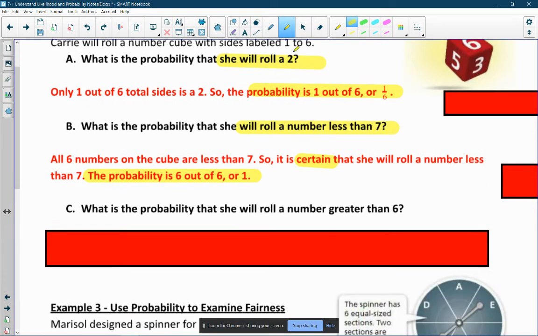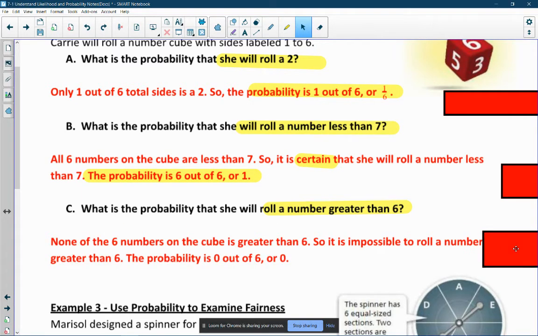All right, last one here. What is the probability that she'll roll a number greater than 6? So another outcome. Well, it's a dice. 1, 2, 6. Are any of the numbers greater than 6? Nope. So easy answer for this one. We would say none of the 6 numbers on the cube is greater than 6. So it is impossible to roll a number greater than 6. The probability is 0 out of 6, or 0, or 0% is another way you could say that.